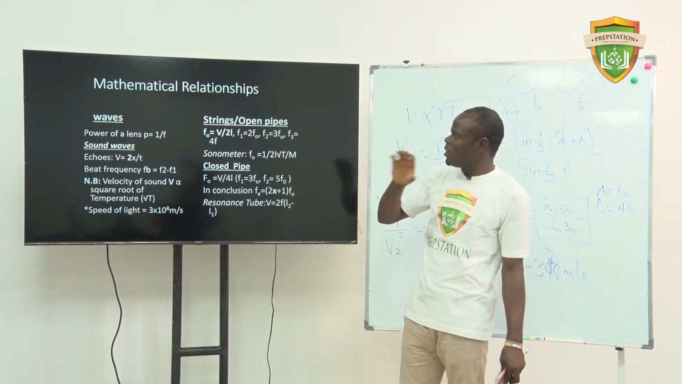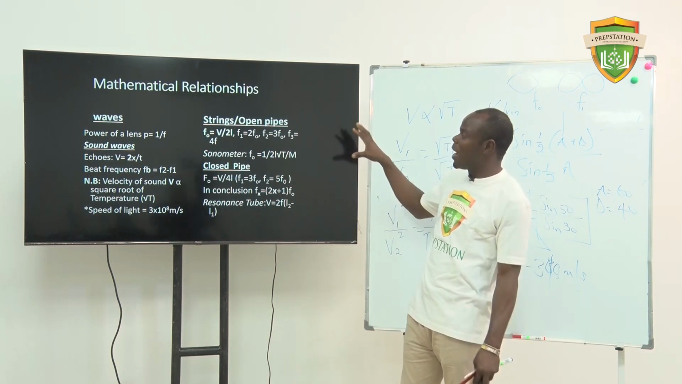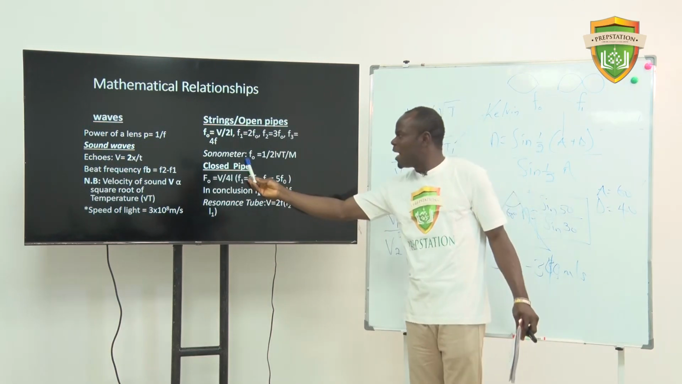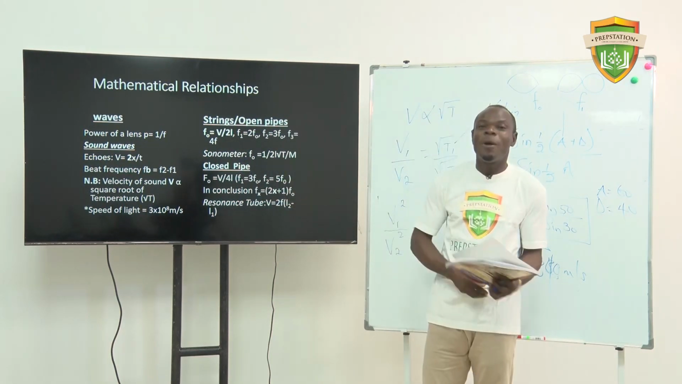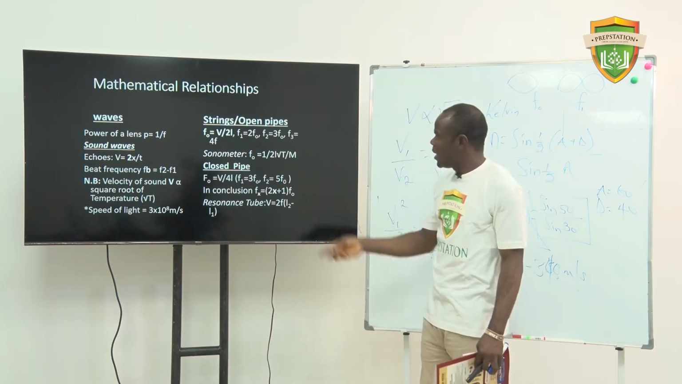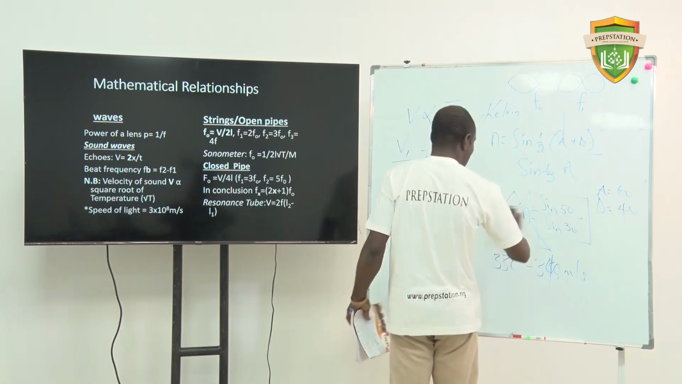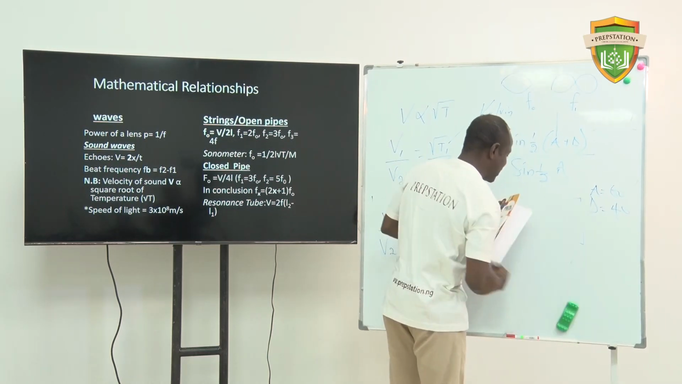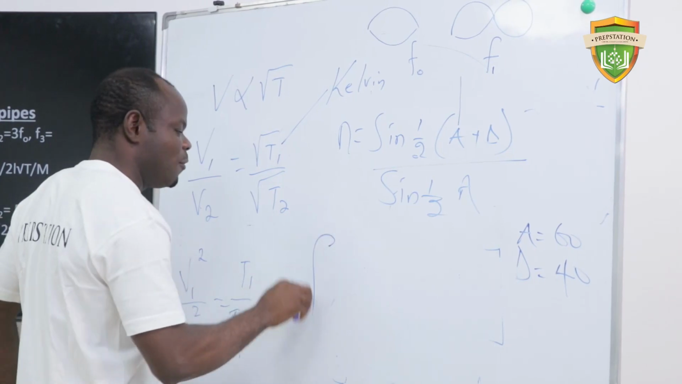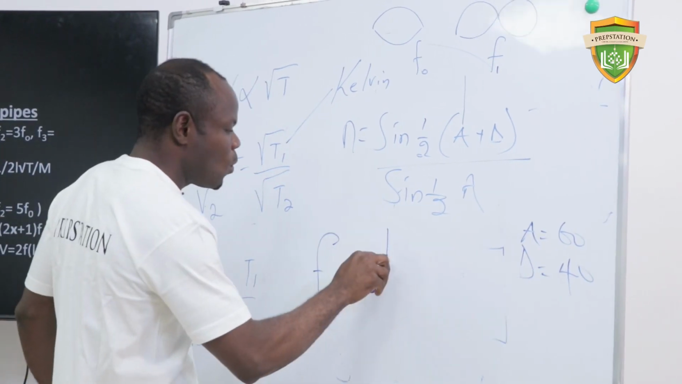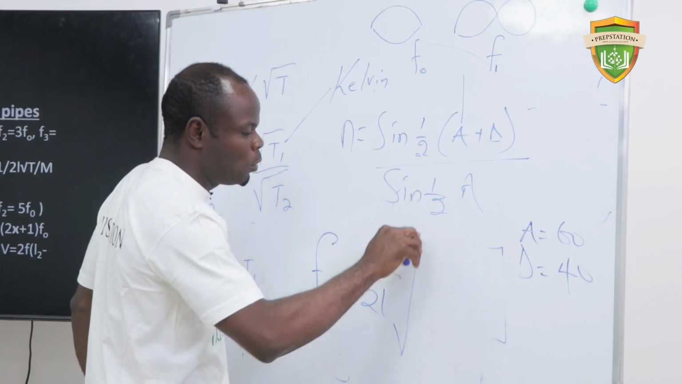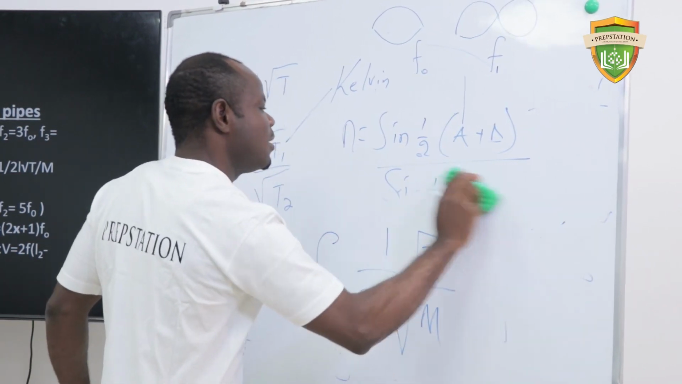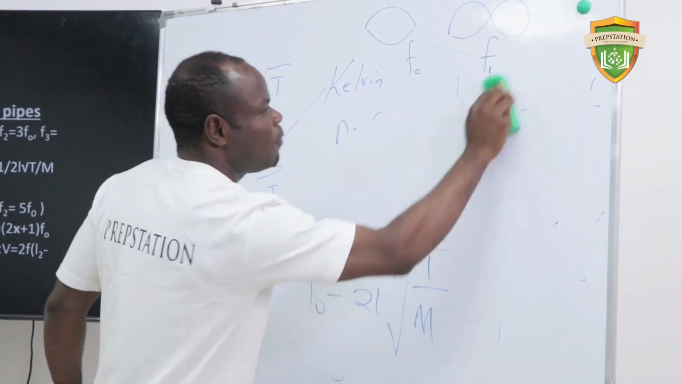And don't forget, the application of string and open pipe can be seen under the concept of sonometer. Your sonometer is an instrument to study the frequency of a string. And in doing that, you will arrive at that formula you have there, which we are going to use to solve problems possibly later. So there you have your F0 in sonometer as 1 over 2L root T over M. I'm rewriting this because I want to explain something here. That's where students often make mistakes.